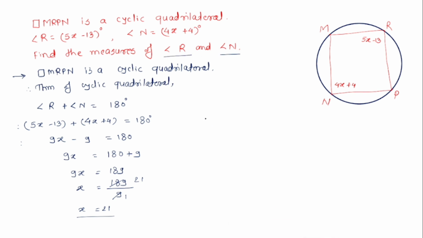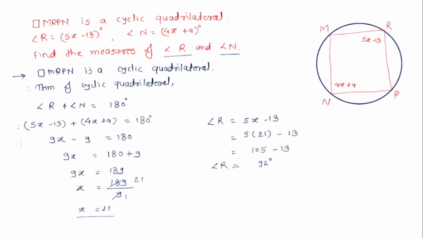So we have the measure of angle R in terms of the variable x as 5x minus 13 degrees. So 5 into the value of x we have just found to be 21. So it should be in brackets, minus 13. So 21 into 5 is 105, minus 13, that is equal to 92 degrees. So this is the measure of angle R.